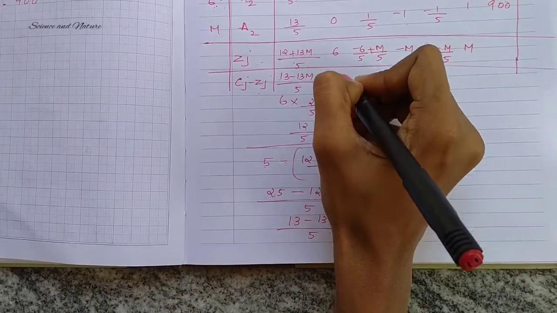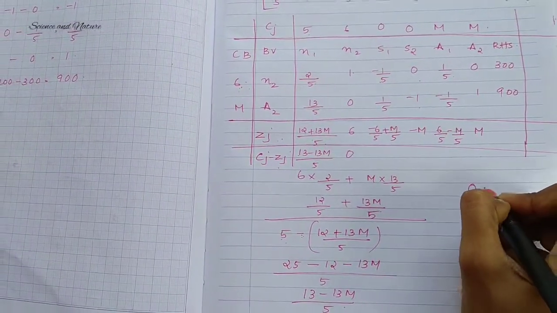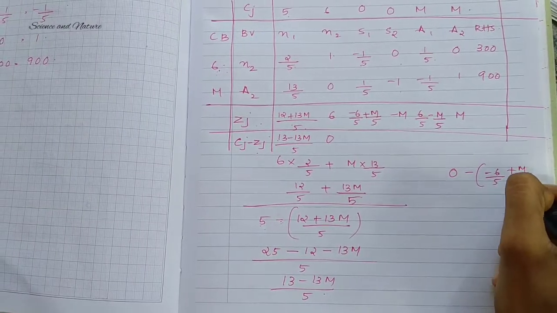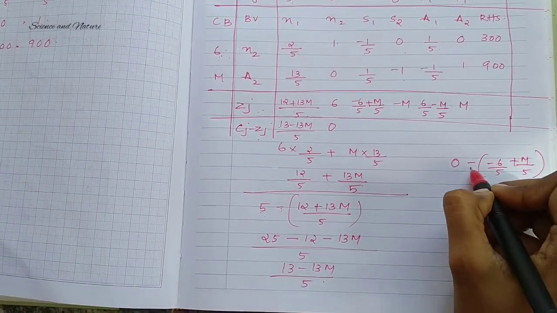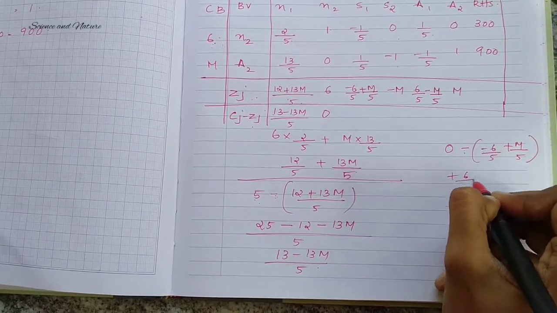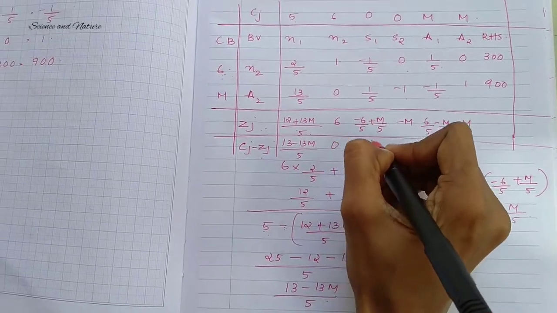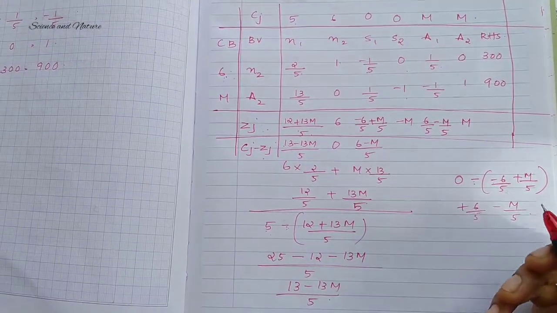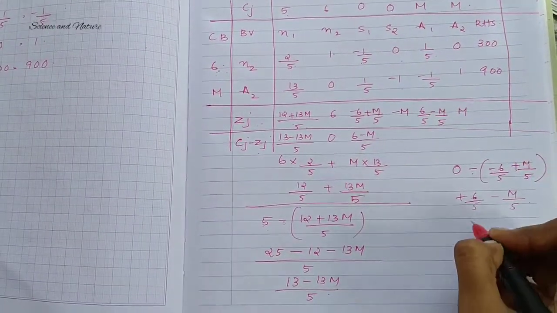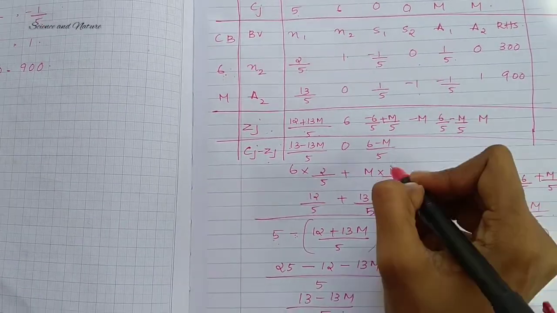6 minus 6 is equal to 0. 0 minus, minus 6 by 5 plus m by 5. We need to enter the minus into the bracket, that is minus into minus, plus 6 by 5 minus m by 5. That is 6 minus m by 5. Then 0 minus minus m, which is equal to plus m.